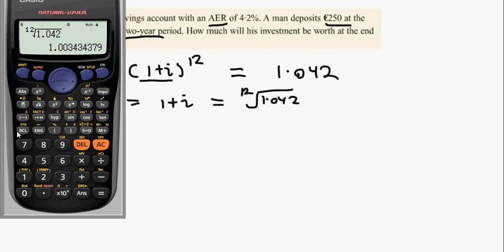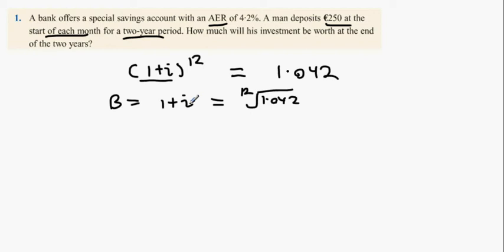Now we press Shift, star, B. What we did is we saved this as the variable B. Okay. Now the next equation we're going to use is F equals P into 1 plus i to the power T.